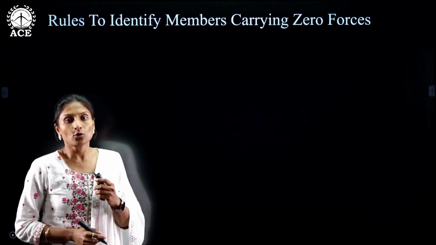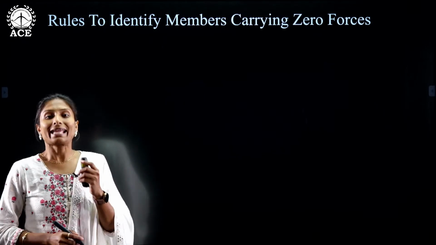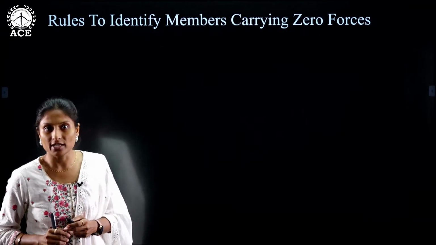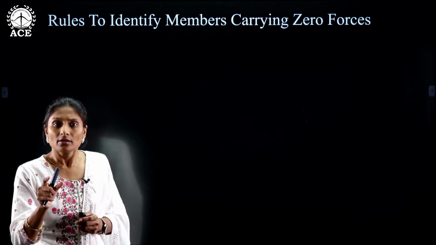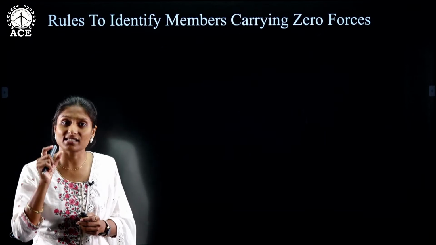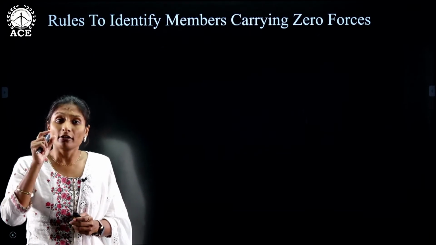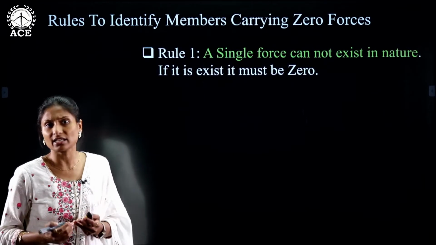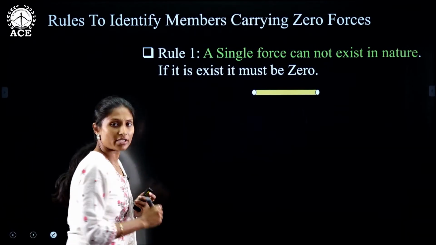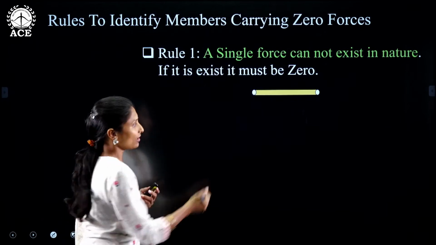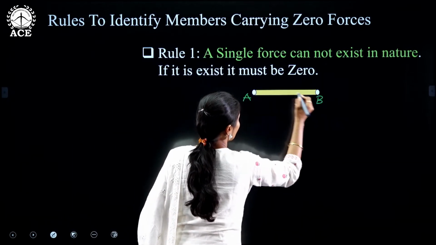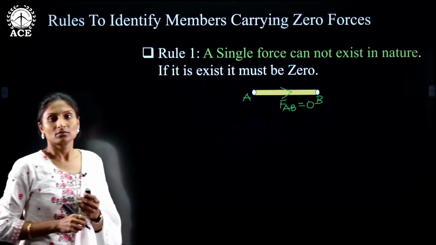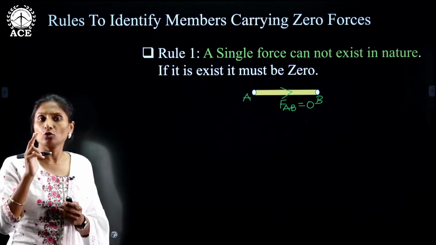Coming to the next topic: rules to identify members carrying zero forces. There are three rules basically. Rule number 1: when any member is existing as a single member, then the force in that member must be zero, right? There will not be any single member acting in nature. So for example, if you take this member, that is a single member. If this is A and B, the force in AB must be zero.